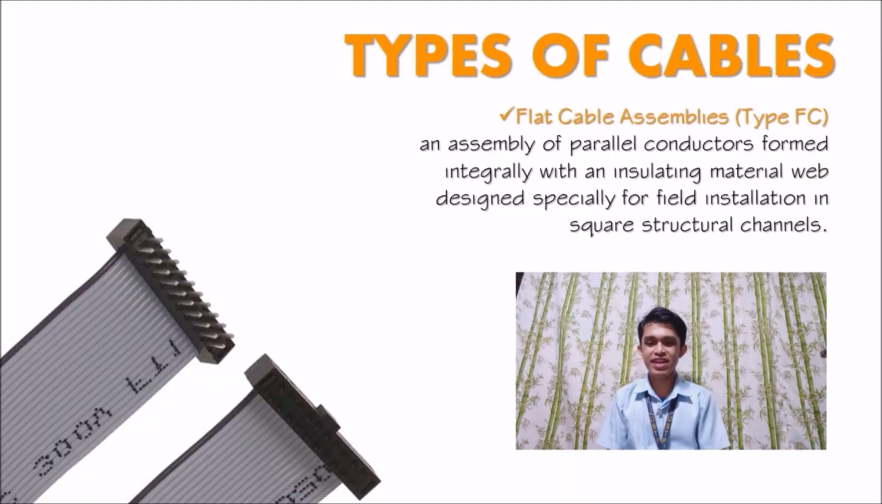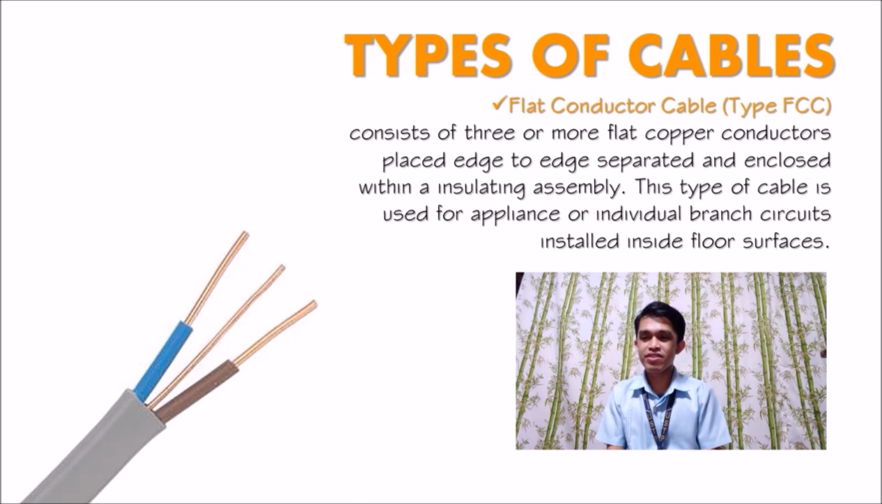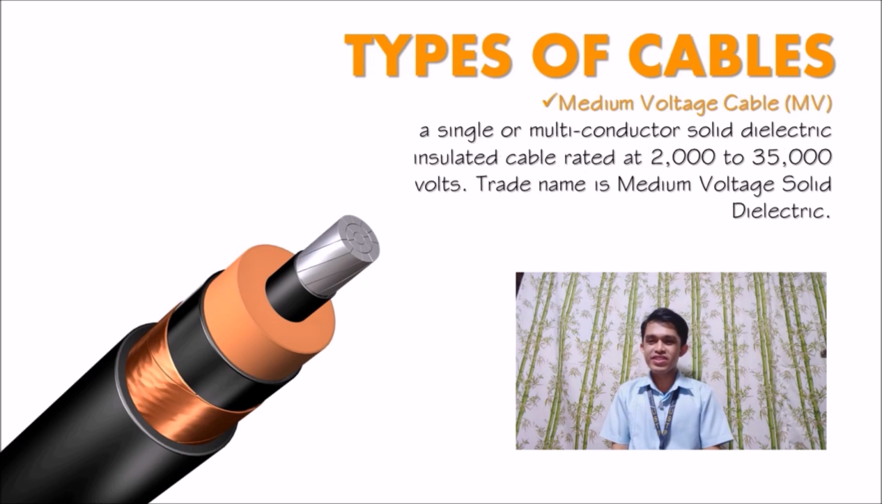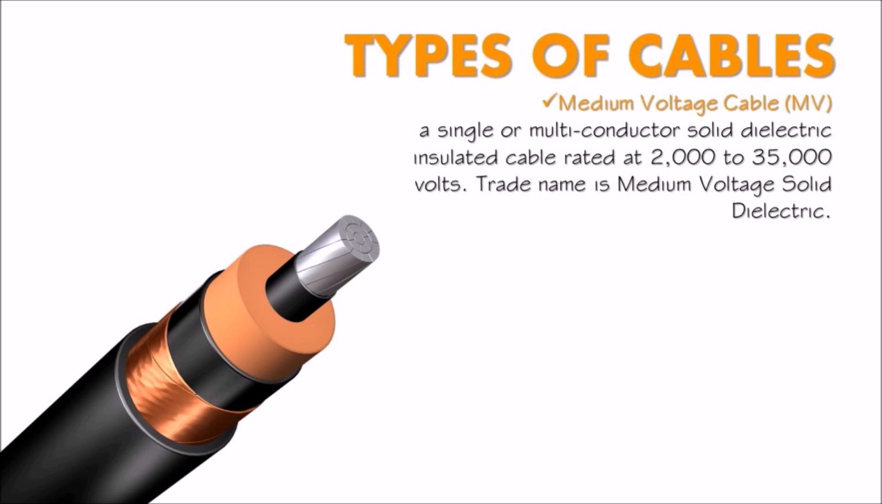Flat cable assemblies or type FC, an assembly of parallel conductors designed specially for field installation in square structural channels. Flat conductor cable or type FCC, used for appliance or individual branch circuits installed inside floor surfaces. Medium voltage cable or type MV, a single or multi-conductor solid dielectric insulated cable rated at 2000 to 35,000 volts.